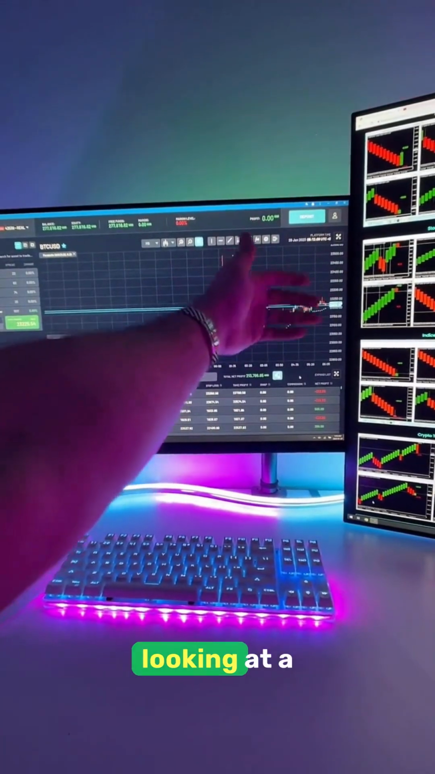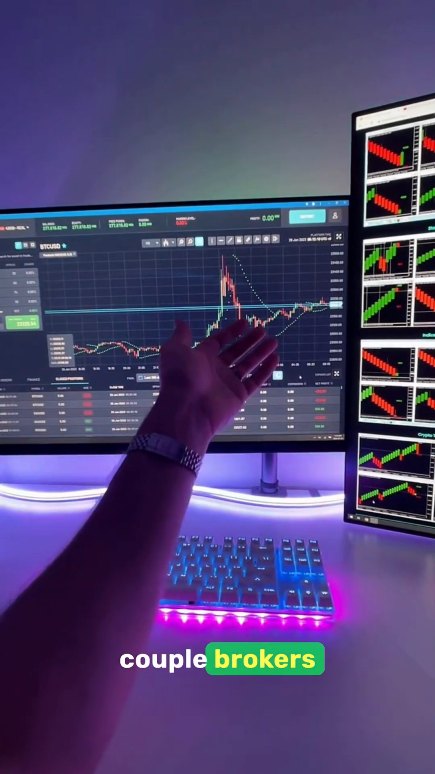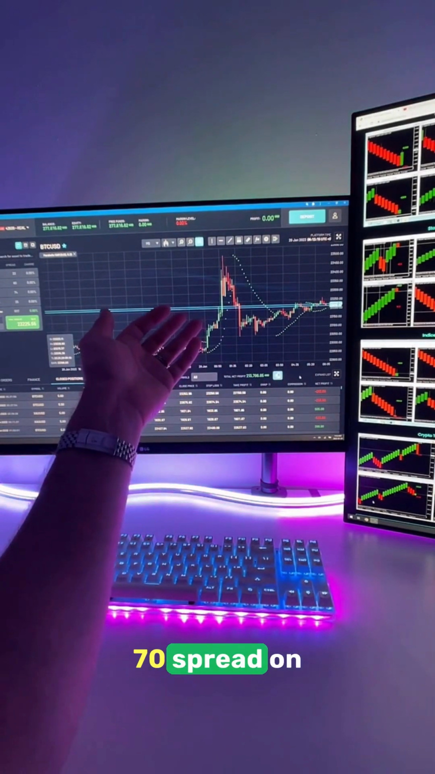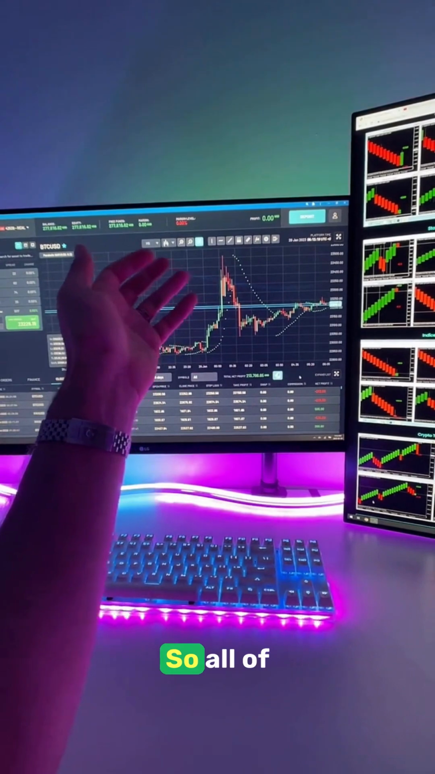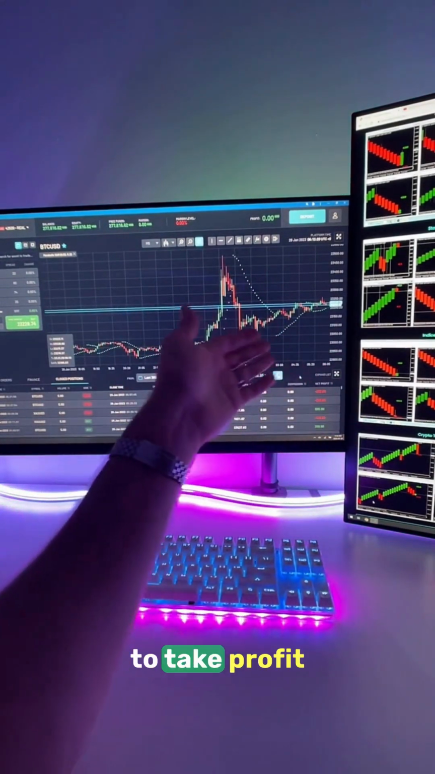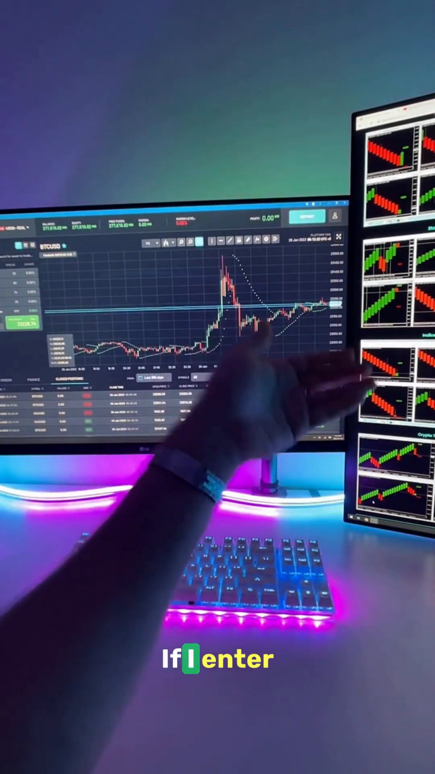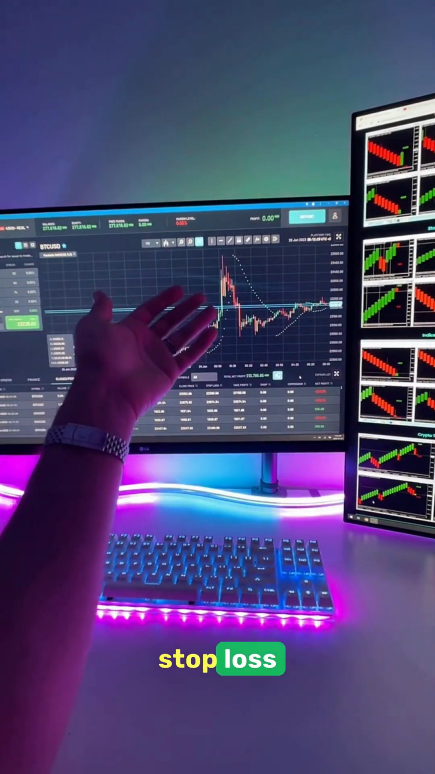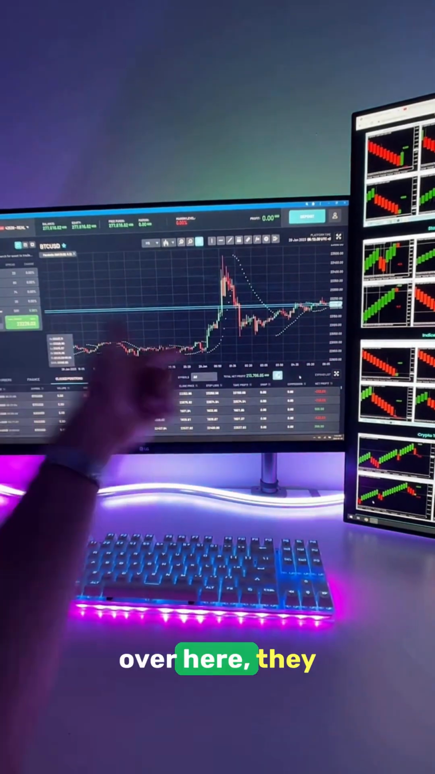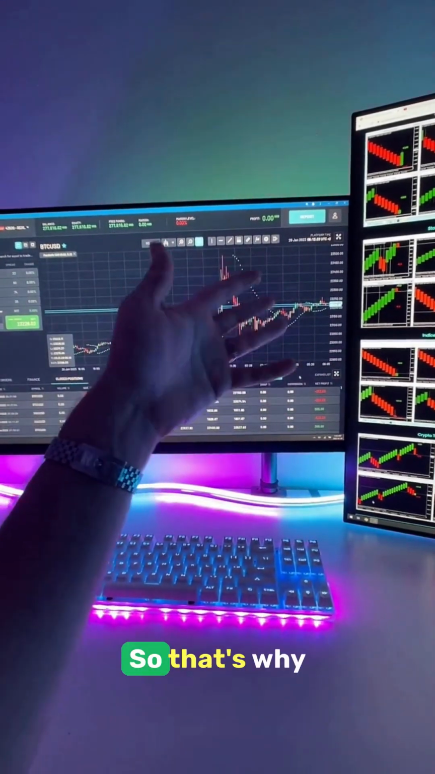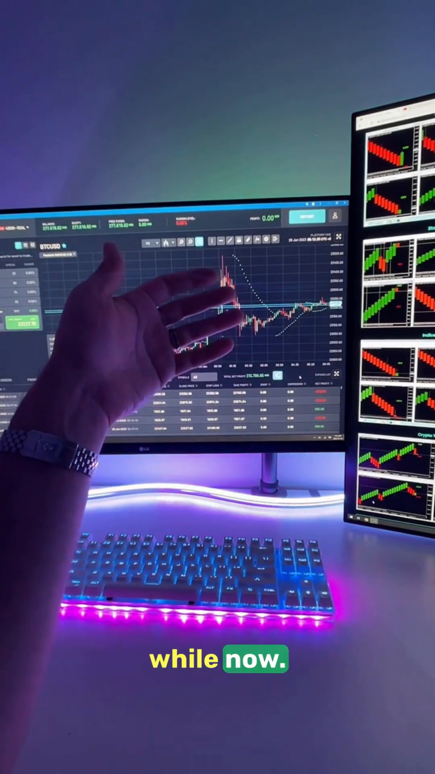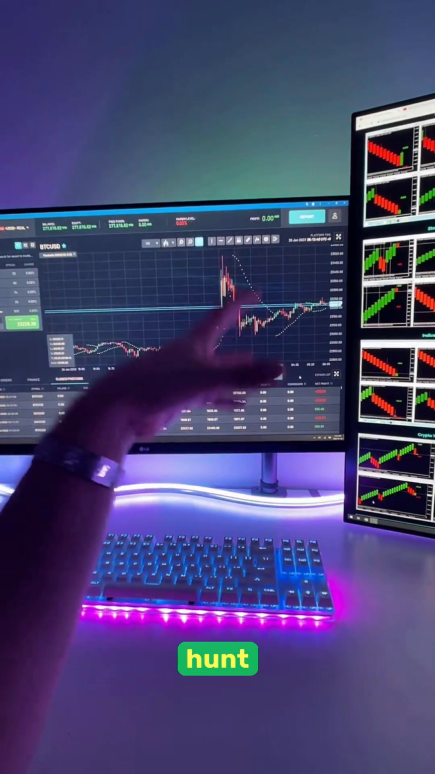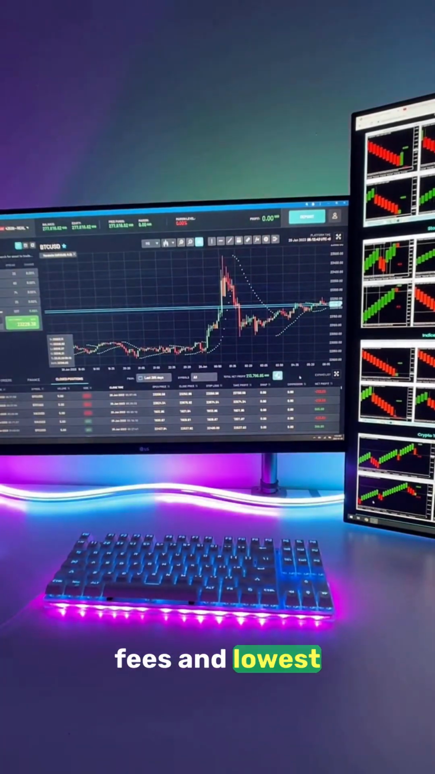I was actually looking at a couple brokers just a couple days ago, and I saw some brokers with like 70 spread on Bitcoin. Over here is only 10. So all of my stop loss and take profit is set to 50 points. If I enter a trade on one of those brokers, I'm already hitting my stop loss instantly. So at least over here they have zero commission and low spread. That's why I've been using them for a while now. But yeah, remember, it's always important to hunt for the broker with the lowest fees and lowest spread.